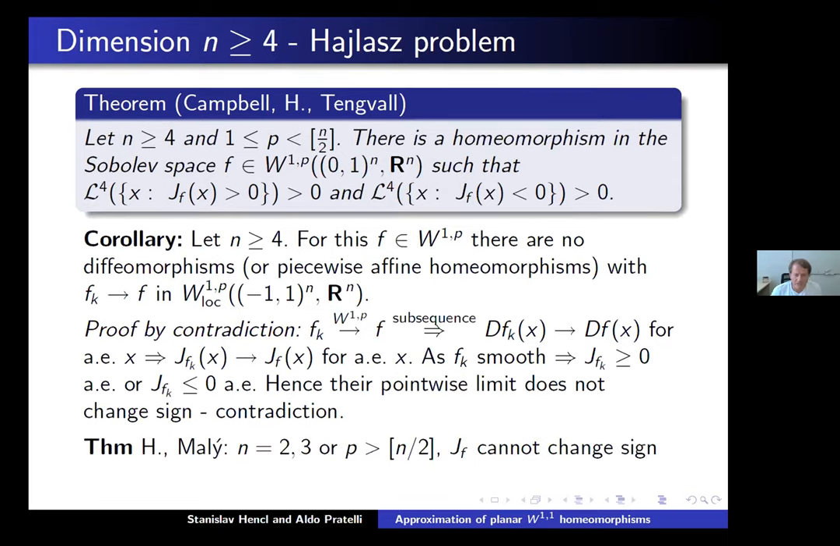Okay. Next thing, there is a stupid condition, p less than n half. Unfortunately, that one is needed because by some old result joint with Jan Malý, if you are in dimension 2 or 3 or in higher dimension and p is strictly bigger than n half, then the Jacobian cannot change sign. What is happening in the critical case? We don't know. Perfect. So that was just something that essentially everything reasonable is known in the planar case. And in higher dimension, there are some obstacles, and there are even some homeomorphisms that cannot be approximated.